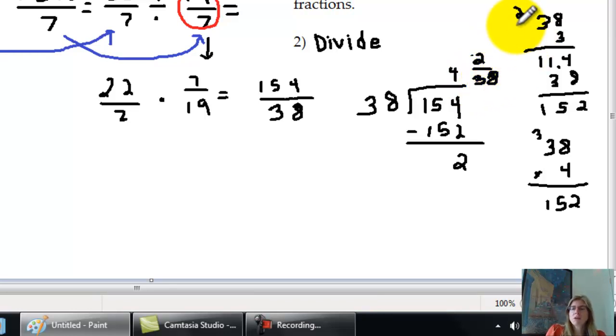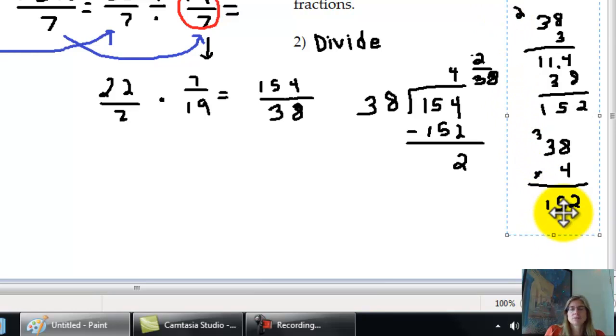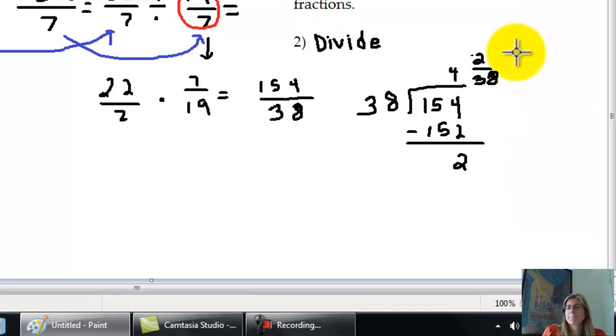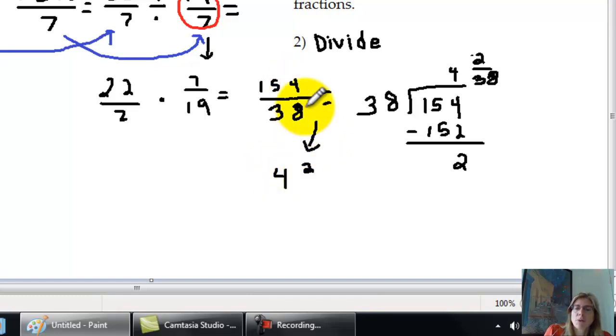Well, 2 38ths can be reduced because they're both even numbers. And it's real simple because 38 is just, it's like cutting 38 in half. So what we have so far, this improper fraction has turned into this mixed number.